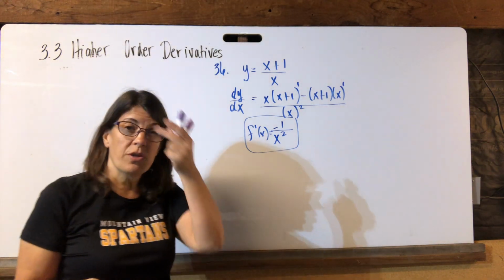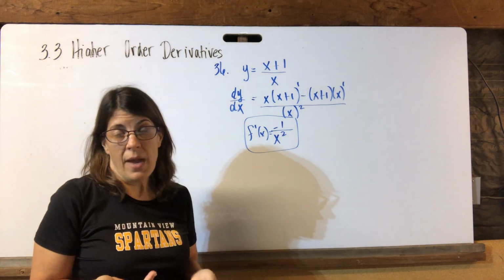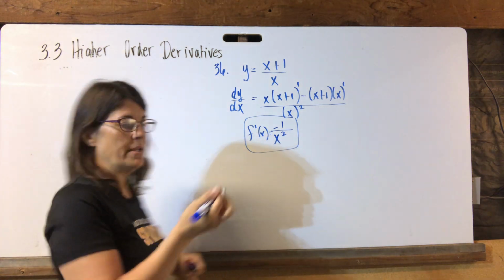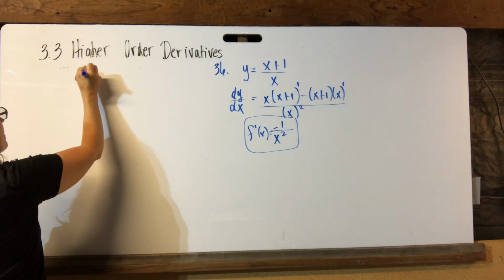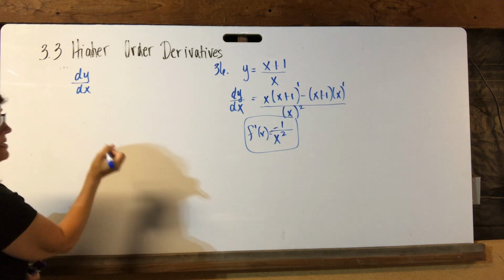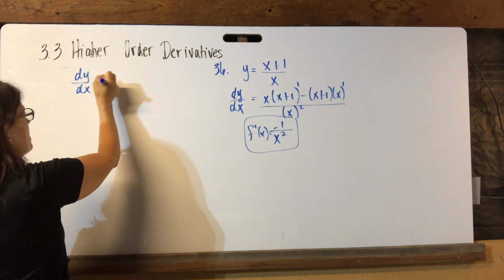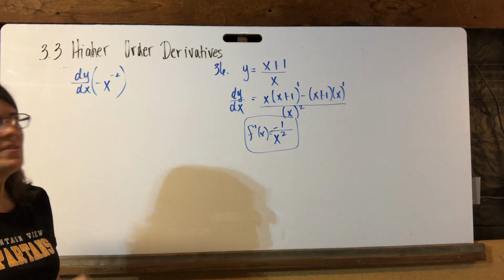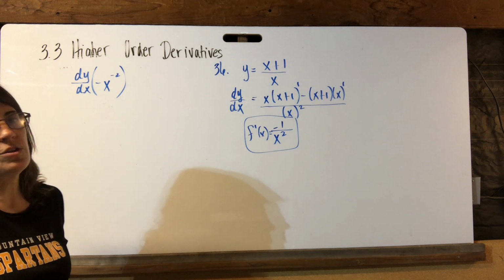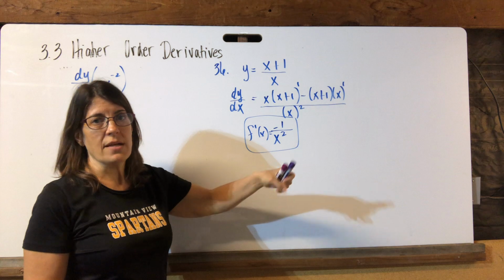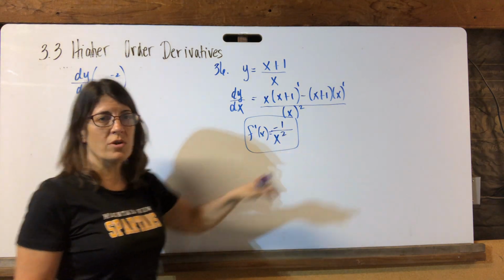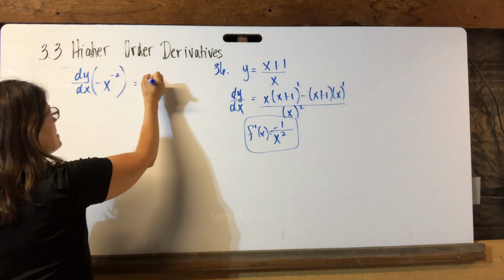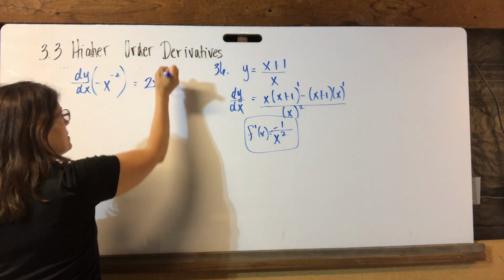You could use the quotient rule again. I think the quotient rule is a pain in the butt, as I already said. I'm going to rewrite this as negative x to the negative 2. So the derivative of y with respect to x of negative x to the negative 2, using the power rule, is so much faster if you rewrite 1 over x squared as x to the negative 2. This requires quotient rule. This requires power rule. You can be done in one step. So this is 2x to the negative 3.